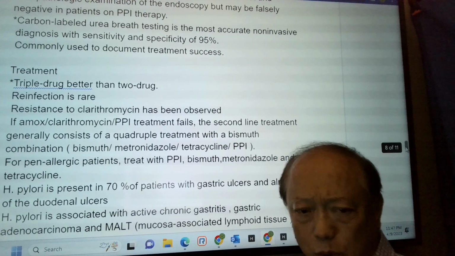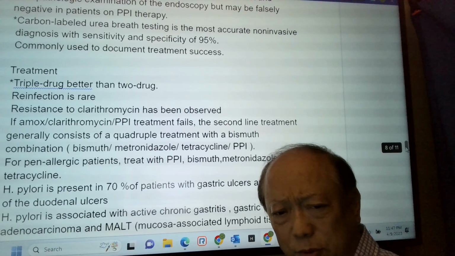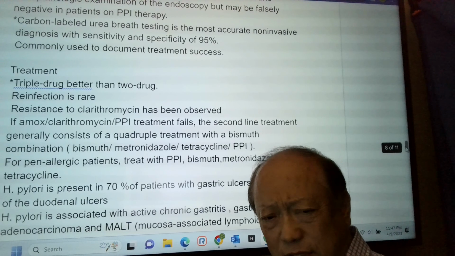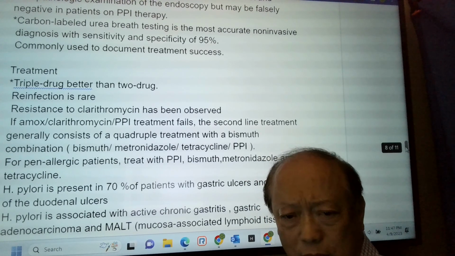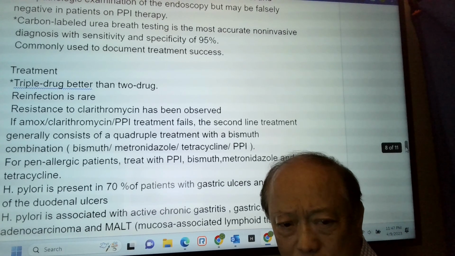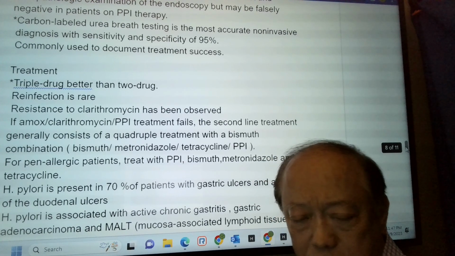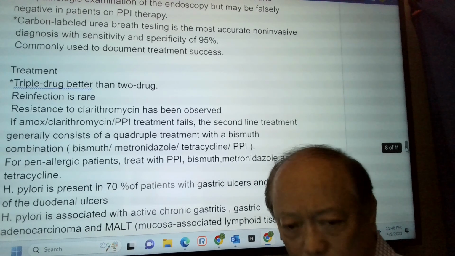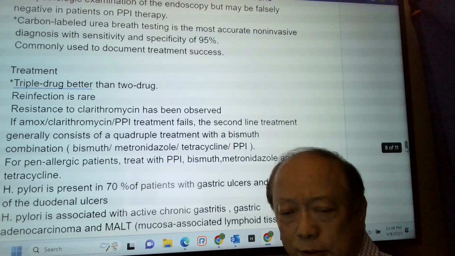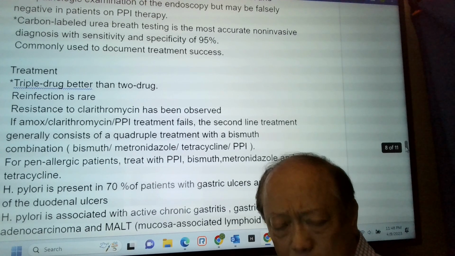So if you have treatment failure due to resistance to clarithromycin, then you want to go to a four drug combination. So you have bismuth, metronidazole, tetracycline, and a PPI.